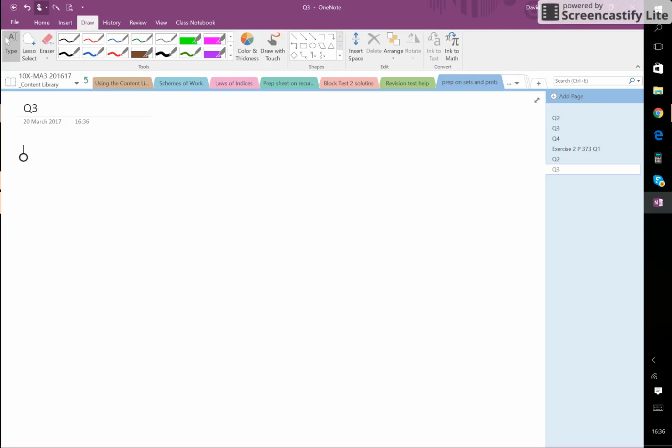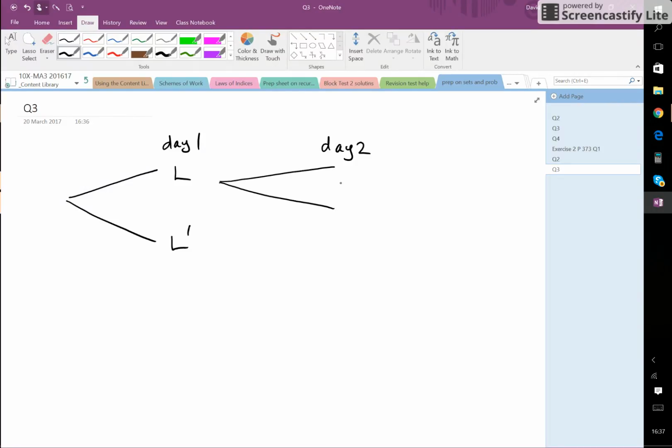Okay, question 3 here. It says the probability that a school bus is late is 0.6 if it was late the day before, but 0.3 if it was not late the day before. So we've got basically 2 days going on here, day 1 and day 2. Now it can either be late or not late, and late or not late. So that's the situation that we've got for this one.